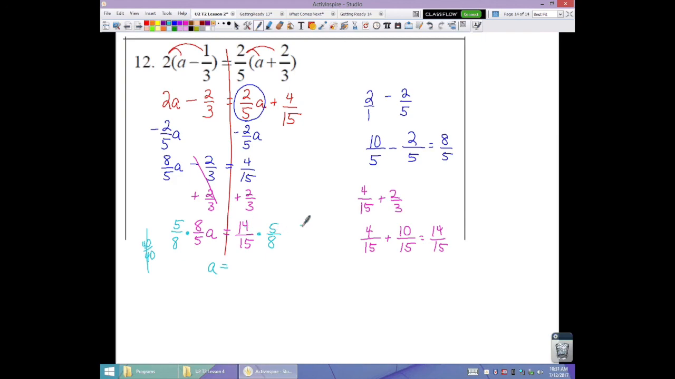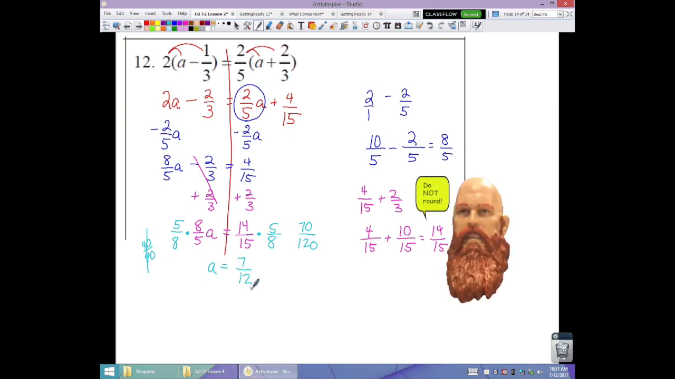On the right here, 14 times 5 is 70. 15 times 8 is 120. To reduce 70 over 120, divide them both by 10, we get 7/12. Now for this one, do not try to change it to a decimal. It's a repeating decimal, and we don't use those when we can write them as fractions.